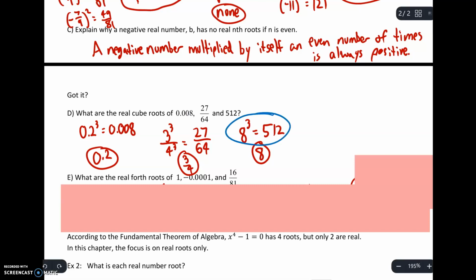If I was to take that last example, kind of like where we saw 7 to the third power gave us 343, 8 to the third power gives us 512, so 8 would be the only cube root for that last one.